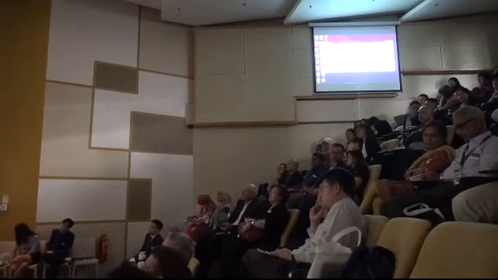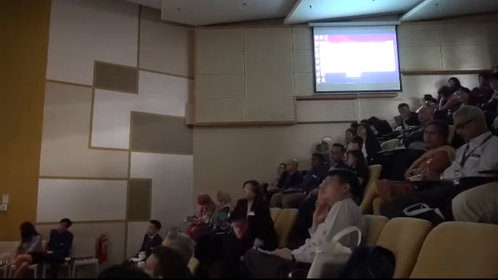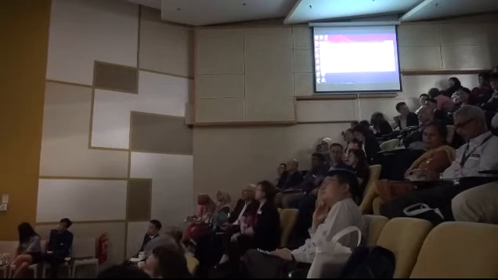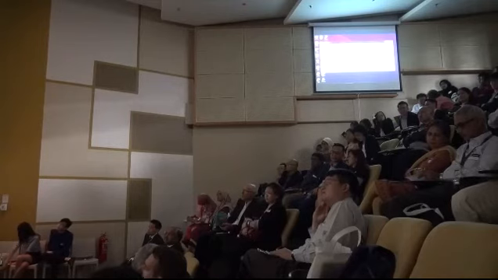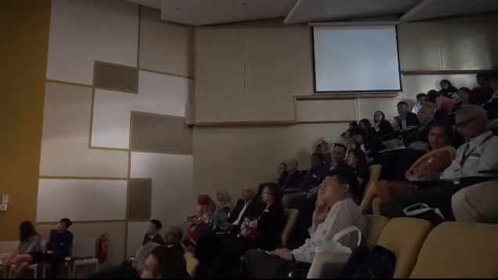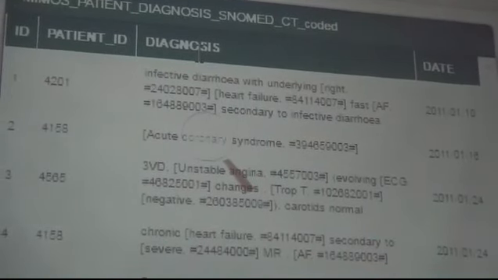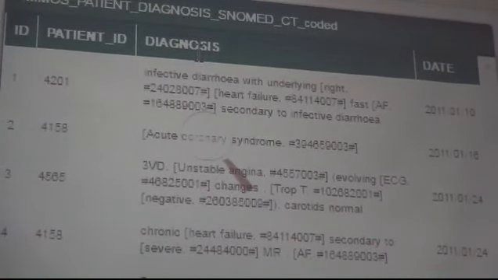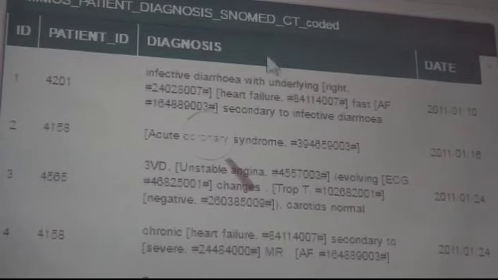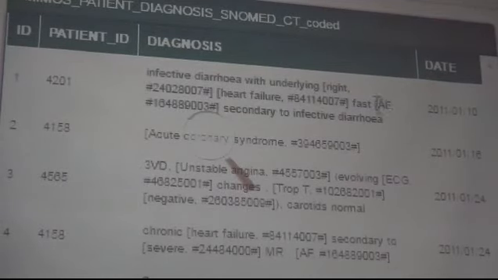On the right-hand side is the data that we had previously, but now it has been codified with SNOMED CT. For example, "right" has been codified and assigned the code 2402807, which in SNOMED CT means the laterality right. The system can detect the laterality, right or wrong, and so on. Heart failure has a certain code, AF for atrial fibrillation has a certain code, and so on for all the rest.